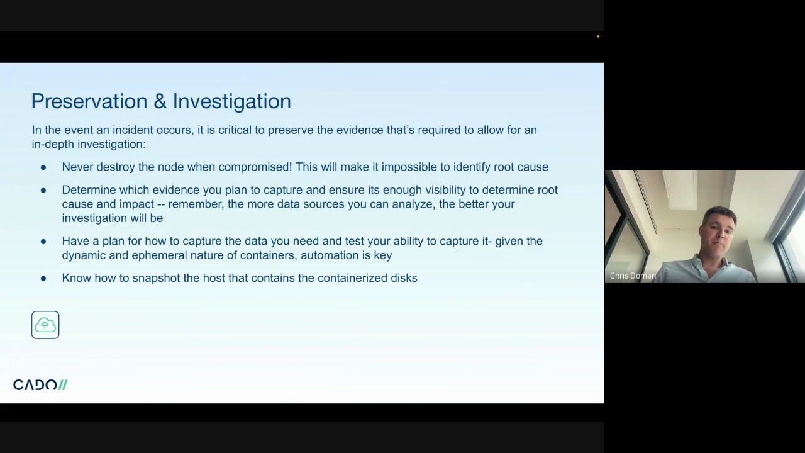Never destroy the node of compromise. You're going to need to find out what actually happened. How did the attackers get in, so you can stop them getting to other systems? Did they take data? You may even have legal requirements to investigate things in certain industries and areas. Determine which evidence you plan to capture, and have a plan for how to capture the data. It can take some time, and then there's how to snapshot the underlying host if you have access to it.